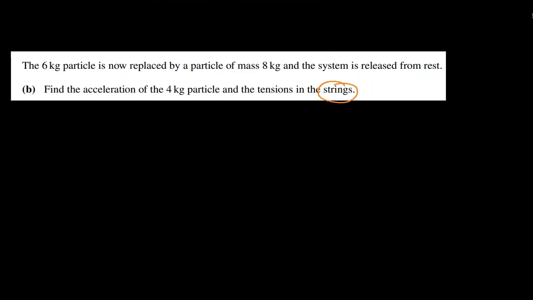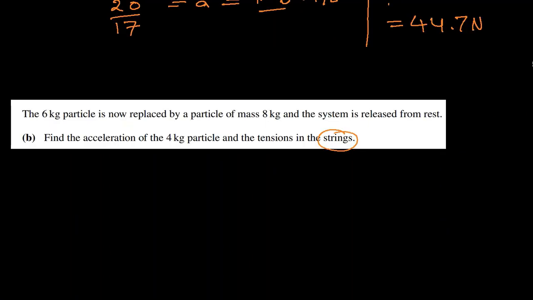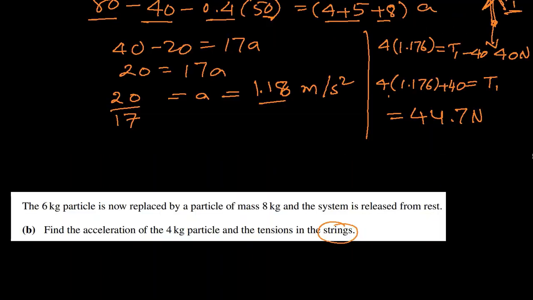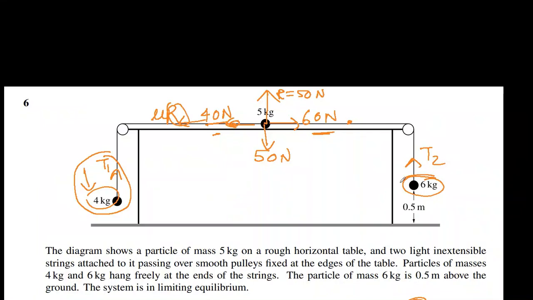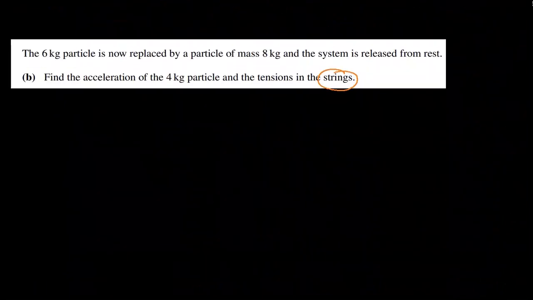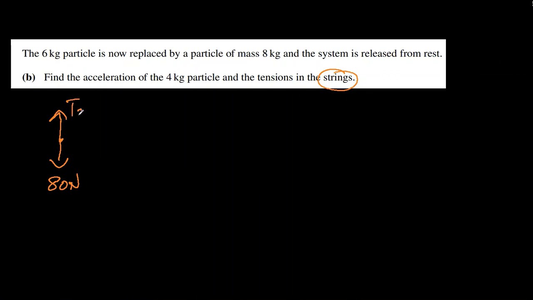But in the question, they are talking about the tensions in the strings. That means the second tension is also to be found. For that, we'll focus on the 8 kg mass, which is on the right side. This one, which was 6 kg, is 8 kg now. So we will focus on this point. Let's draw a free body diagram for this. The downward force will be 80 newtons, the weight of the particle, and then there will be tension upwards.